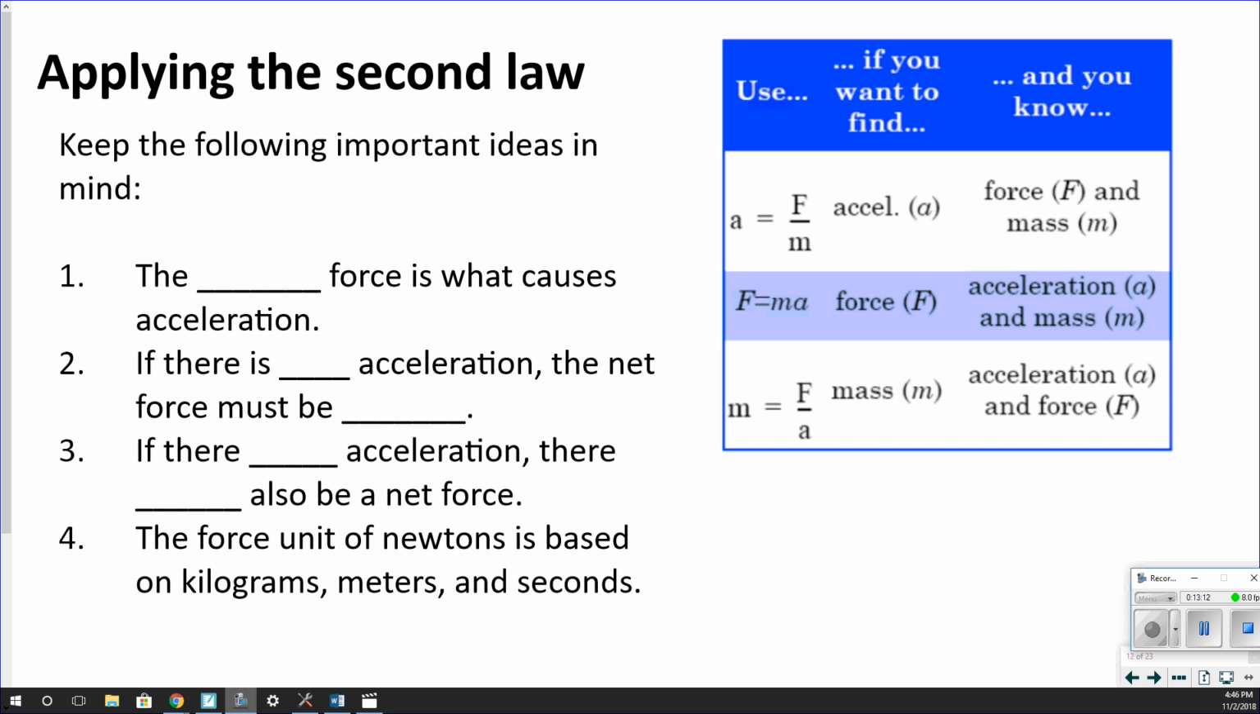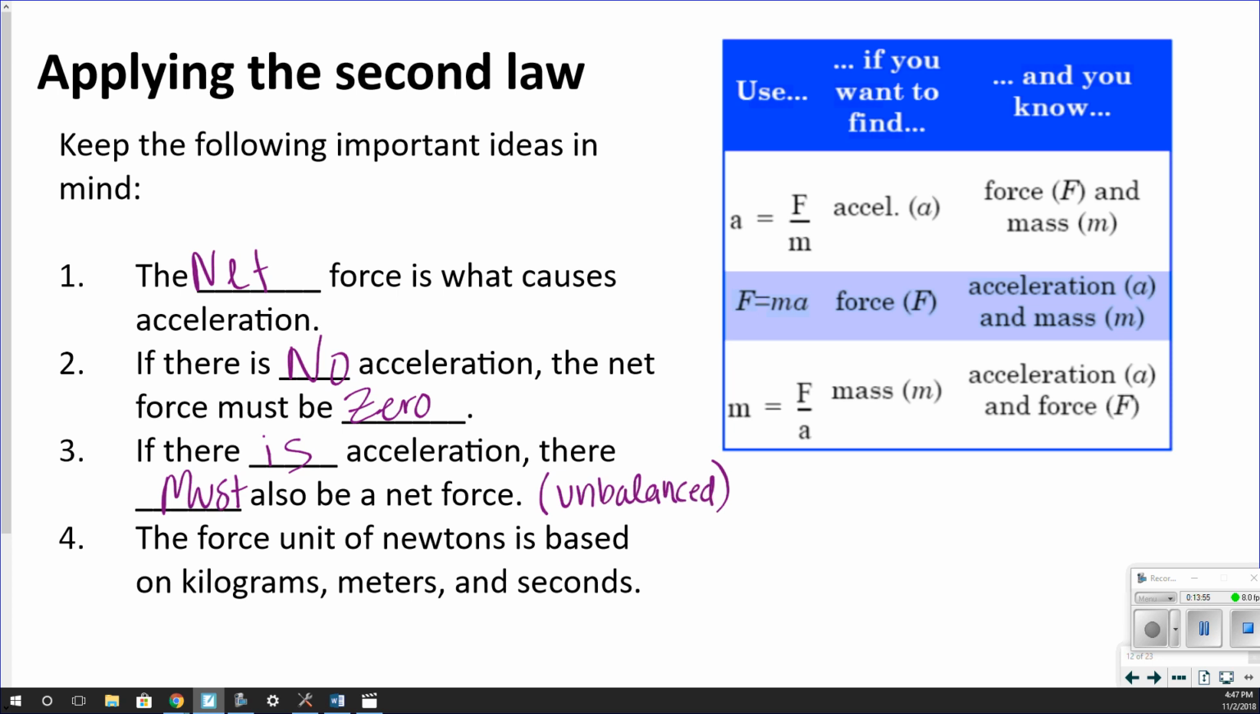So applying the second law, we need to keep a couple things in mind. The net force is what causes the acceleration. If there is no acceleration, the net force must be 0. And if there is acceleration, there must also be a net force. Remember here that our forces would be unbalanced. Lastly, the force unit of newtons is based on kilograms, meters, and seconds. So we can interchange some of those units, and I'll go over that in a minute.